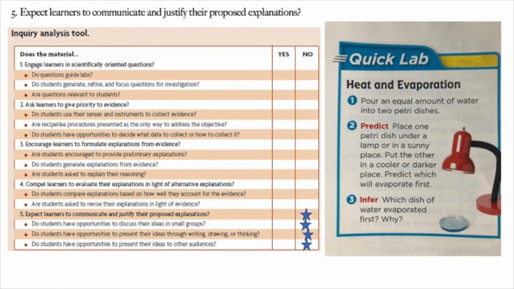The fifth essential feature of inquiry in the analysis tool asks learners to communicate and justify their proposed explanations. Again, when I look at this lab, I don't see where students are talking to each other or being directed to. Again, I know that the teacher's probably going to do this, but I think that it needs to be clearer in this activity, and especially the lesson plan should help teachers to be able to do this.